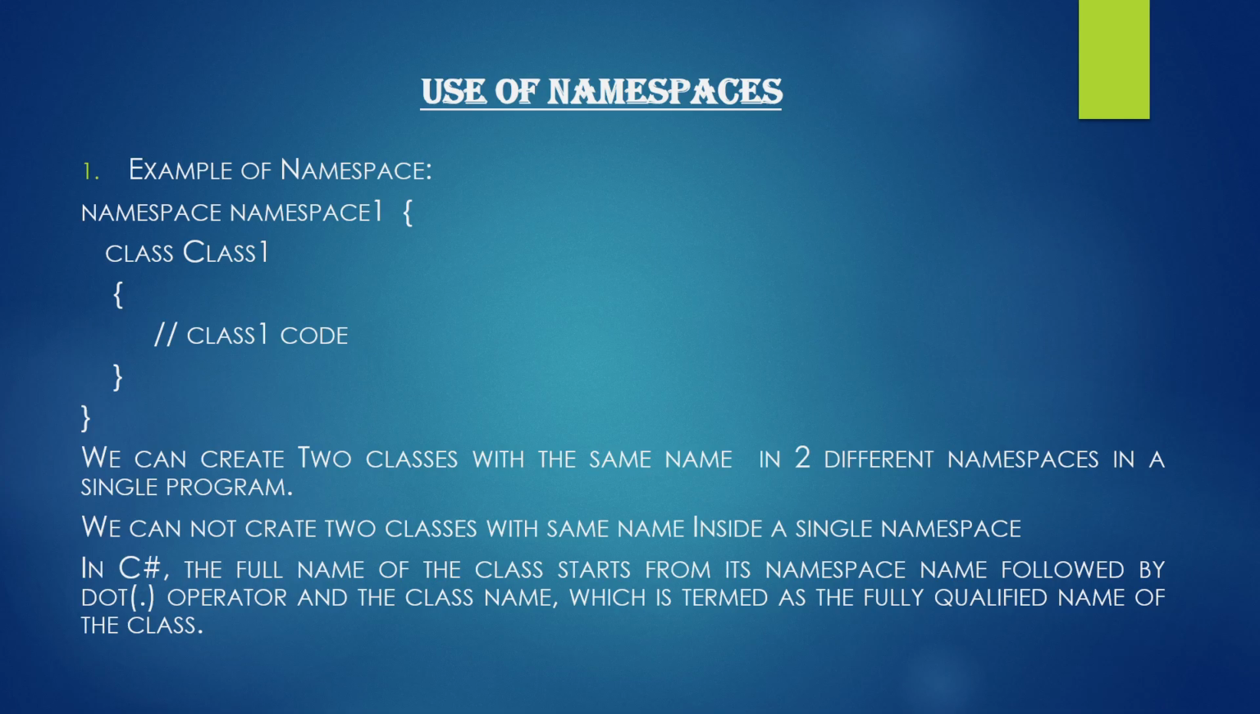And in C#, the full name of the class starts from its namespace name followed by the dot operator and the class name, which is termed as the fully qualified name of the class. So for example, here if we want to see the fully qualified class name, then that will be namespace 1 dot class 1.